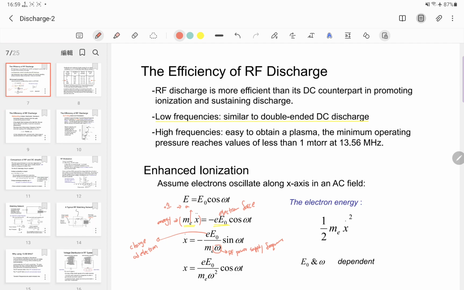And the fourth question here: X is the displacement of the electron under the RF field. Under the RF field, the electron will travel back and forth, because the direction of the RF field changes with time. So the electron will travel back and forth, and the maximum distance the electron can travel is here, X.